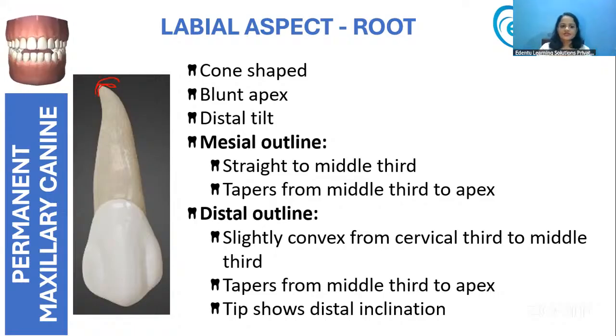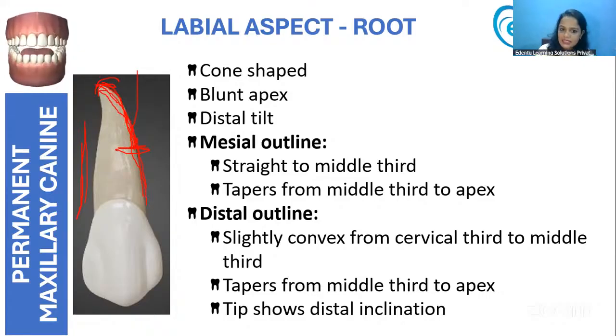When describing the tooth, you have to describe the mesial outline and the distal outline. This is the mesial outline and this is the distal outline. The mesial outline is usually straight till the middle third, and from the middle third to the apex it is tapering. You see the tapering here? Yes, it is tapering from the middle third towards the apex.